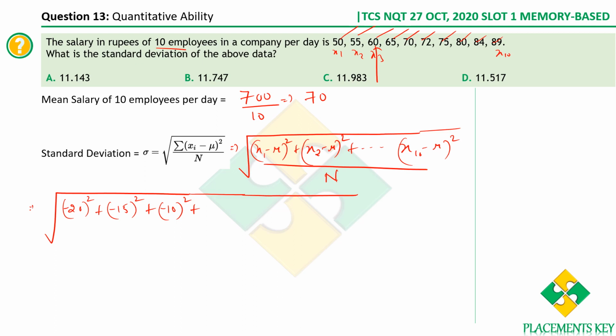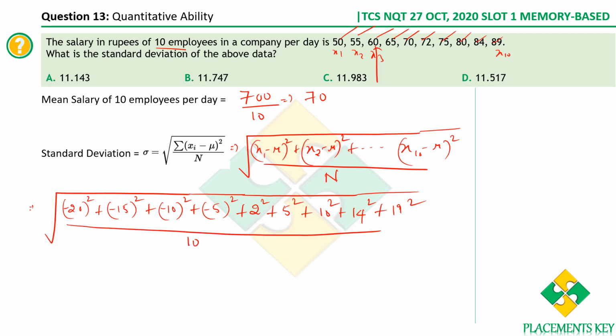Let's write down for all the values. Plus 65 minus 70. So we get minus 5 square plus 70 minus 70 is 0 square. 72 minus 70 is 2 square. 75 minus 70 is 5 square plus 10 square. For 80 it's 10, for 84 it is 14 square, and then for 89 it is 19 square. So we have written down the deviation from the mean and then squared them, all divided by 10.